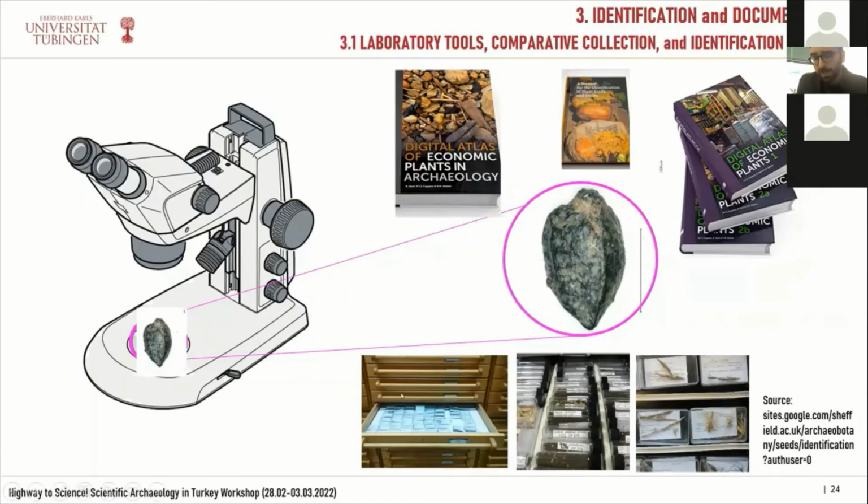Then, most importantly, we use modern comparative collections, and these are the modern seeds that we can take out from our drawer and check under the microscope and try to establish this morphological feature, try to compare the morphological features to make the exact identification. Here, this object actually is important for me, so I was not able to identify this plant remains, but it is very common. I must say it's very common at our site. It's gingerly.